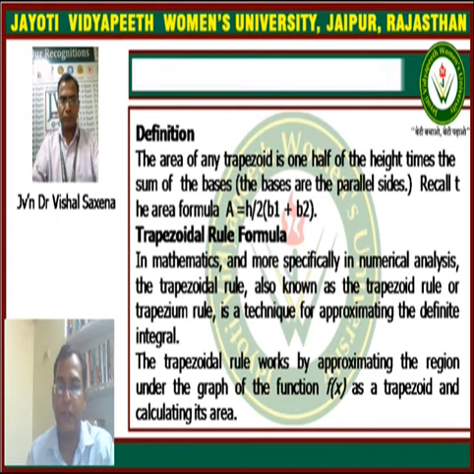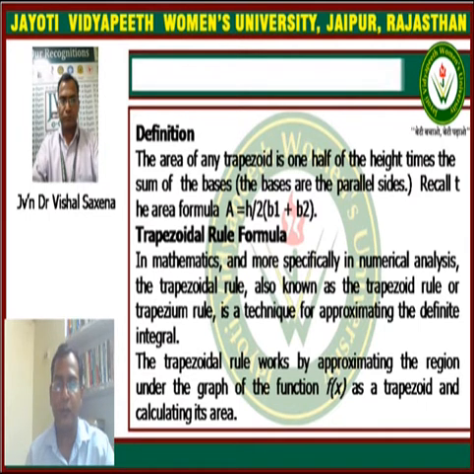So first we take the definition part. The area of any trapezoid is half of the height times the sum of the bases. The bases are the parallel sides. Recall the area formula: A is equal to h upon 2 multiplied by (b1 plus b2), and the trapezoidal rule formula in mathematics, and more specifically in numerical analysis.